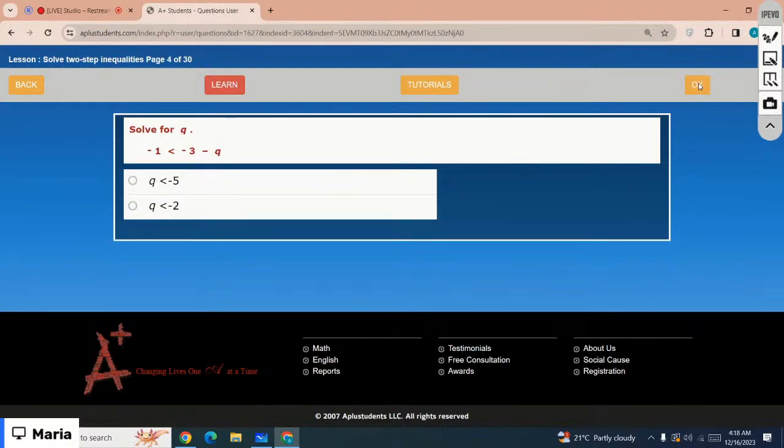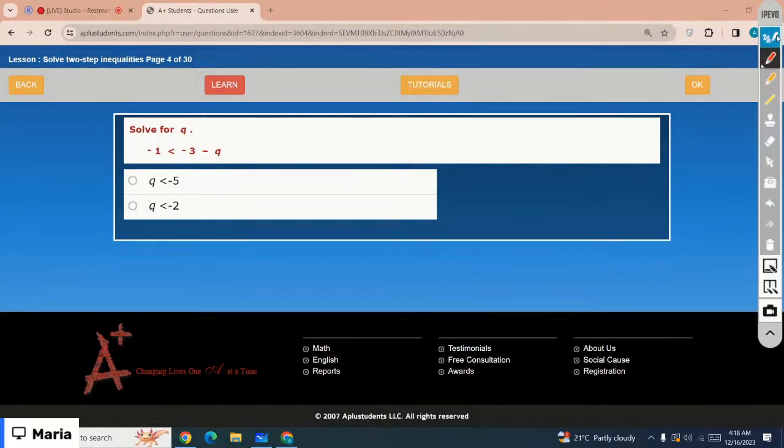The next one is solve for q. How do you solve? They are very easy. Why is no one answering? Move negative q to the other side to make it positive. Now move 1 to the other side, right? That is negative here. When you move it over here, it would be positive. And negative 3 plus 1 is negative 2. So q is less than negative 2 is the solution, right?